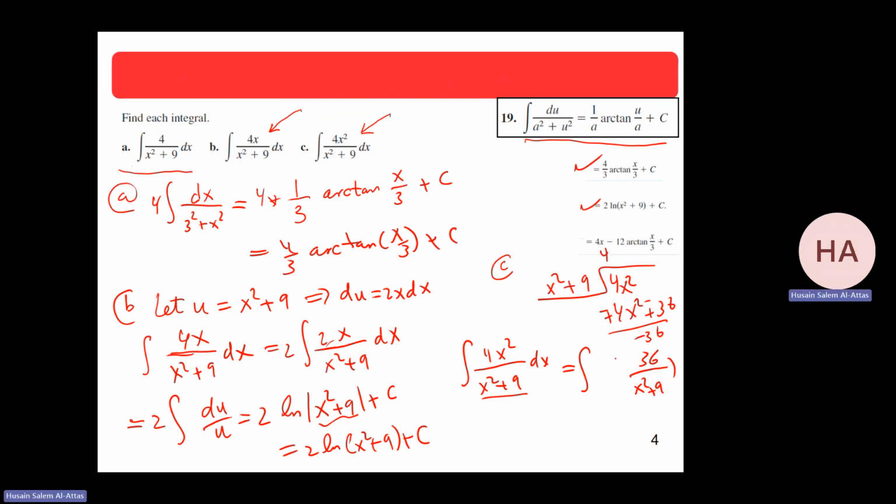Yeah, let me write the minus here. Better. dx. Now we'll do the integration, which is what? 4x. This one is similar to this one, but now it's minus 36, so it's minus 36 over a arctan(x/3) plus c. So the answer is 4x minus 12 arctan(x/3) plus c, which is this.